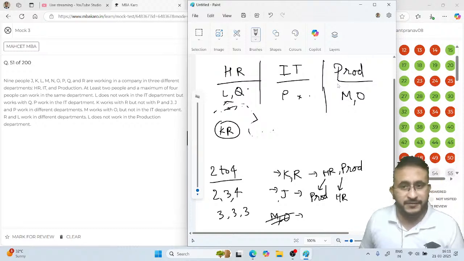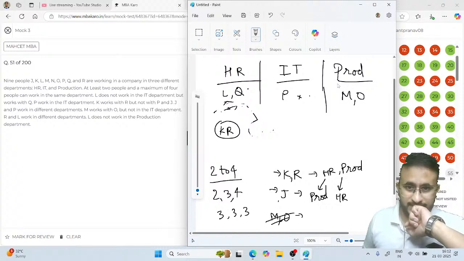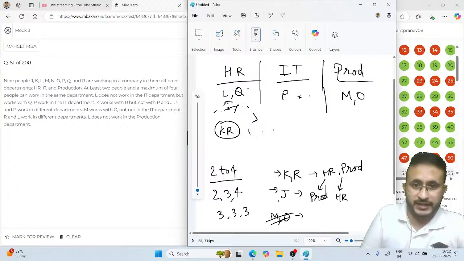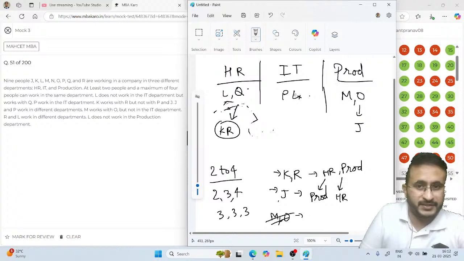R and L work in different departments. L be different मानना चाहिए. If you put KR here, then J will go here and L will go here. L is not in the IT department. That is नहीं L तो यहाँ पे sorry ये तो सही हो गया ना.